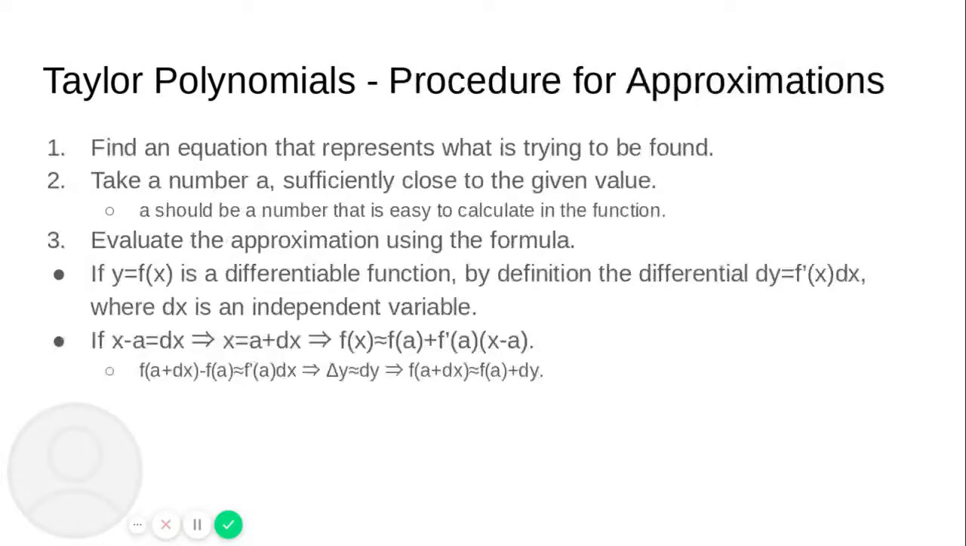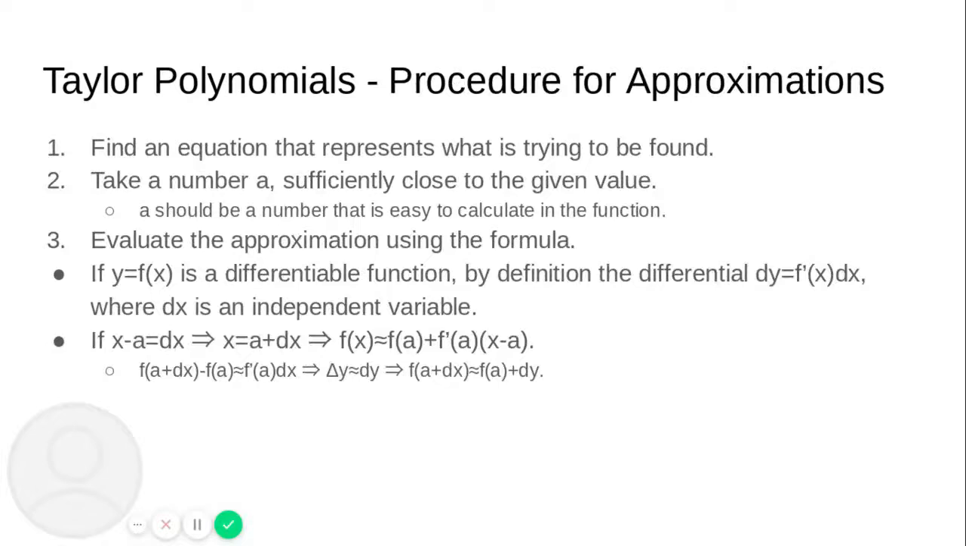So, the procedure for approximations. First, we want to take an equation that represents what we're trying to find, which we'll go over in the video example. Then we want to take a number a, which is sufficiently close to the given value. a should be a number that is easily calculable for the function, which again we'll go over. And then finally, you just want to evaluate the approximation using the formula. There are some reasons as to why it works.